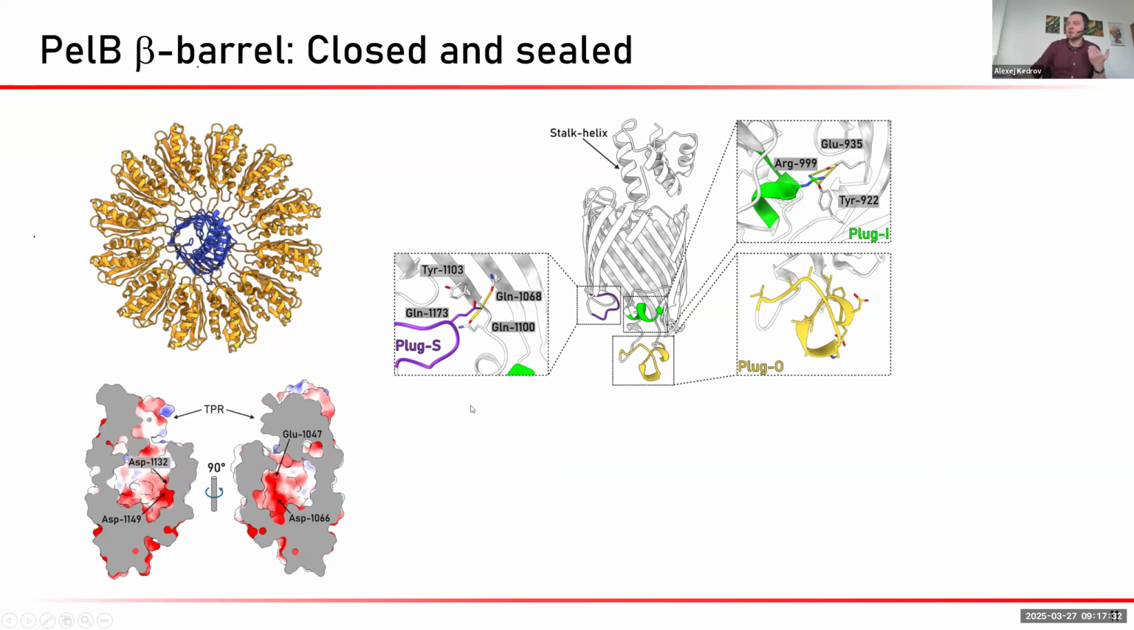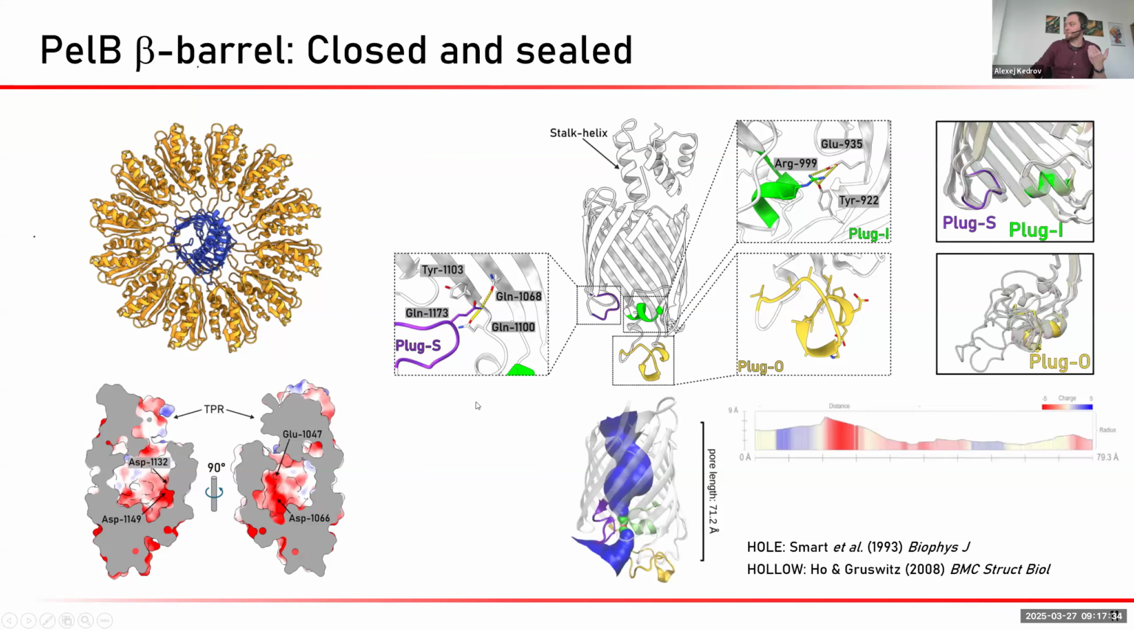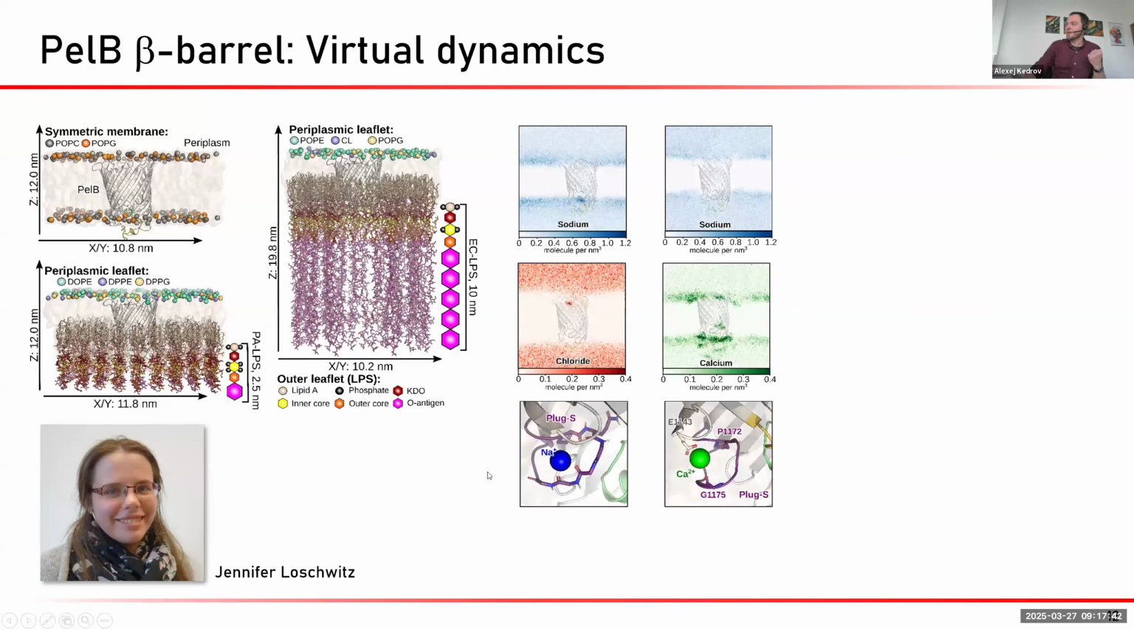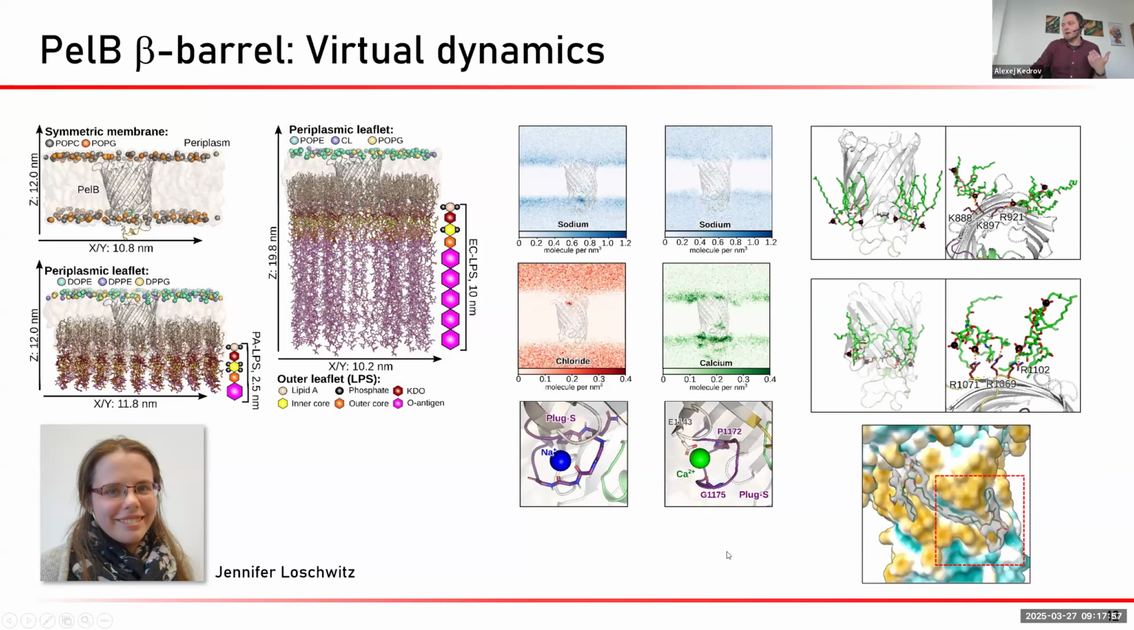So that probably will be the loop which can be displaced. So then we can skip this part. And then we were lucky to recruit Jennifer Loschwitz to do a number of MD simulations for us. Because we can do cryo-EM in rather classical membranes, but what about different salts? What about LPS present? So that's what we can analyze with MD simulation and see maybe the protein dynamic is affected. Maybe we capture an opening event.